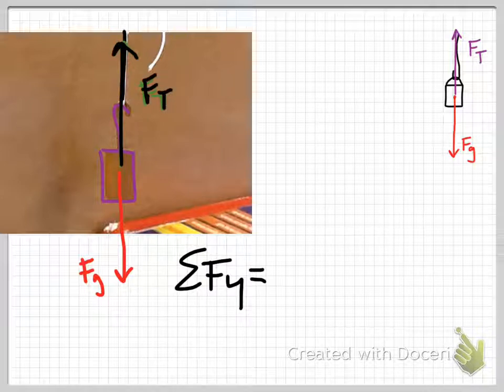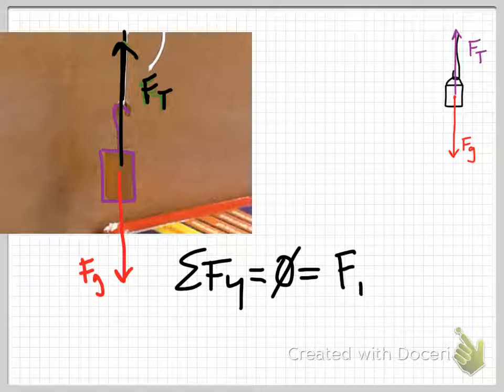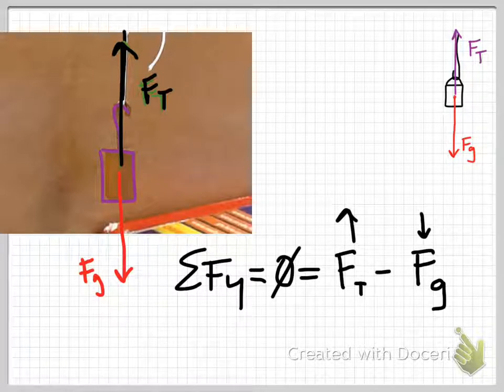There. So I know that this thing is standing still. It's not rising up. It's not sinking down. So I know that the sum of forces on the y-axis equals 0. And I know that I only have two: the force of tension and the force of gravity. This one's up, this one's down, so I'm going to write it like that.